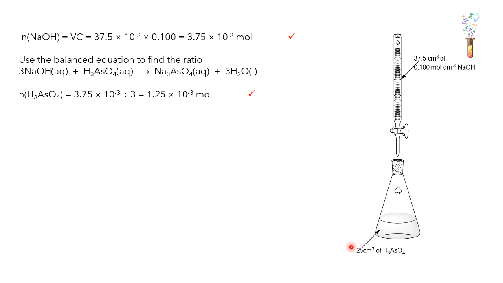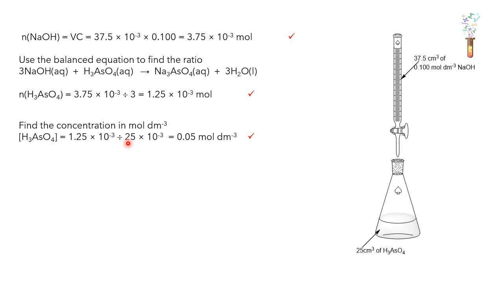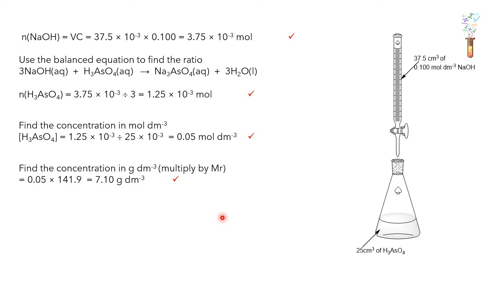So if I want to find that concentration in moles per decimetre cubed, I'd use this volume. There we go, I've got it in moles per decimetre cubed. And then if I want to convert it into grams per decimetre cubed, I'm going to times by the MR. So there you go, I've timesed by the MR to get the answer.